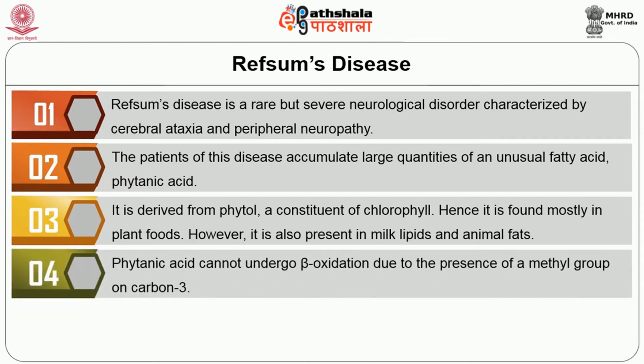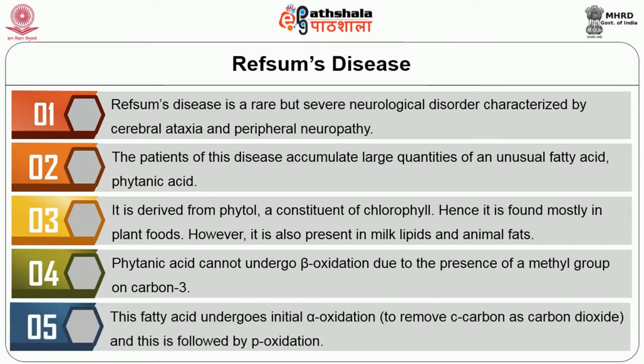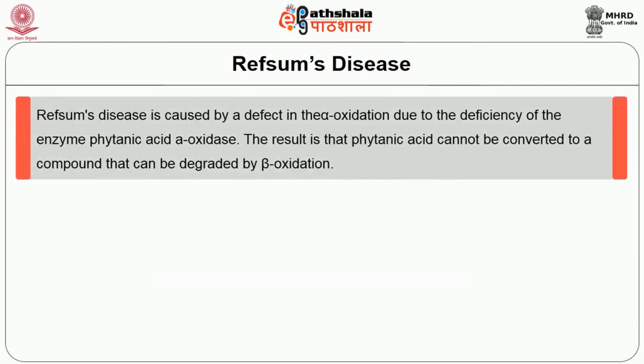Phytanic acid cannot undergo beta oxidation due to the presence of a methyl group on carbon 3. This fatty acid undergoes initial alpha oxidation to remove the carbon as carbon dioxide, and this is followed by beta oxidation. Refsum's disease is caused by a defect in the alpha oxidation due to the deficiency of the enzyme phytanic acid alpha oxidase. The result is that phytanic acid cannot be converted to a compound that can be degraded by beta oxidation. The patients should not consume diets containing chlorophyll, that is green leafy vegetables.